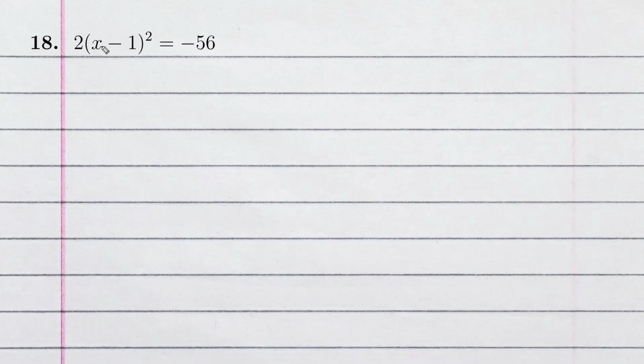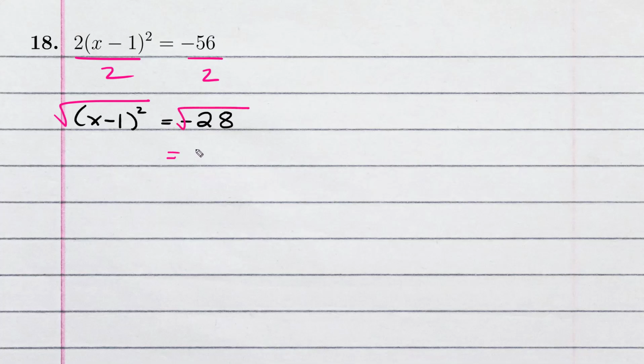This next one just has a 2 in front, so we divide both sides by 2. And what's left is (x - 1)² = -28. Now we're going to take the square root of both sides. When I take the square root, that automatically gives me a plus or minus. It's a negative under the square root, so I automatically have an i.